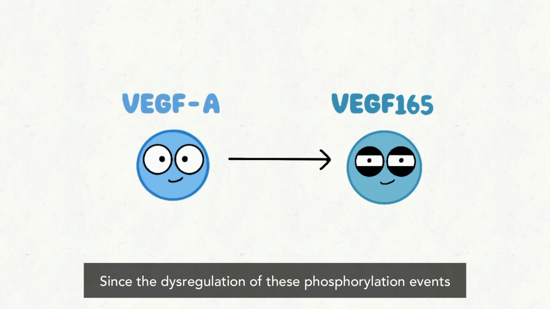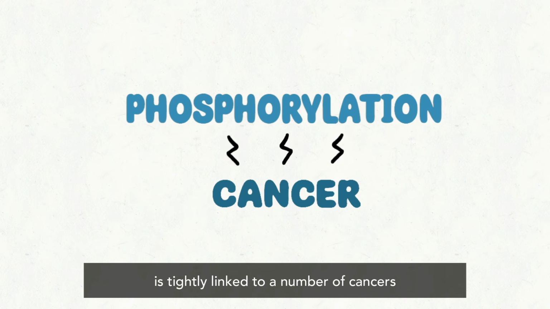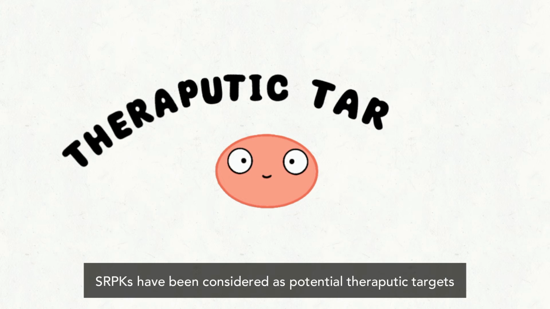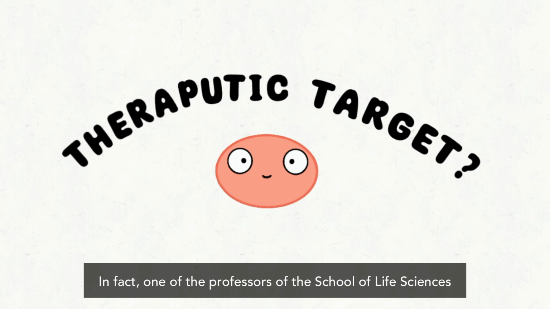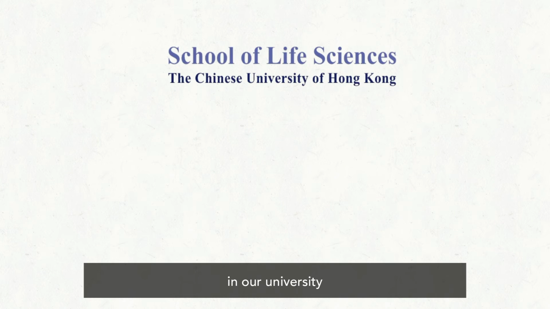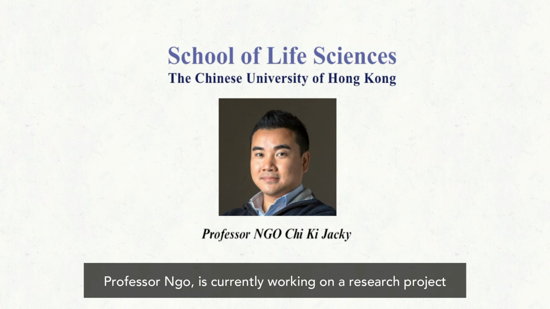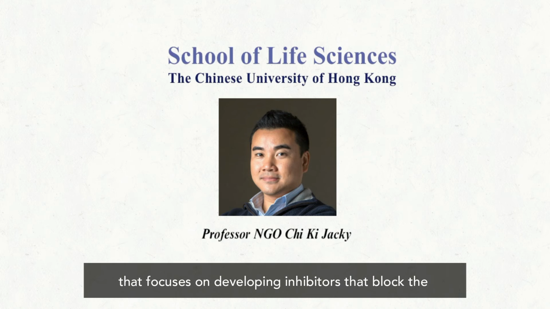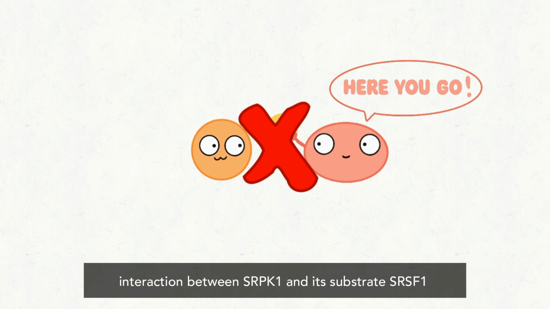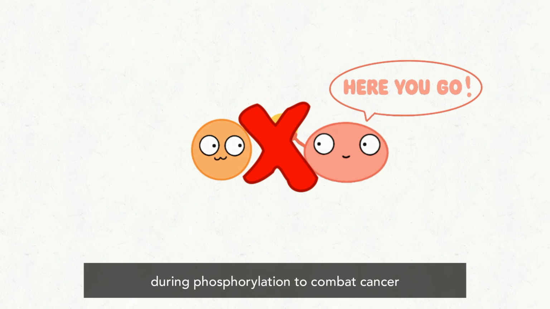And since the dysregulation of these phosphorylation events is tightly linked to a number of cancers, SRPKs have been considered as potential therapeutic targets. In fact, one of the professors of the School of Life Sciences in our university, Professor Ngo, is currently working on a research project that focuses on developing inhibitors that block the interaction between SRPK1 and its substrate SRSF1 during phosphorylation to combat cancer.